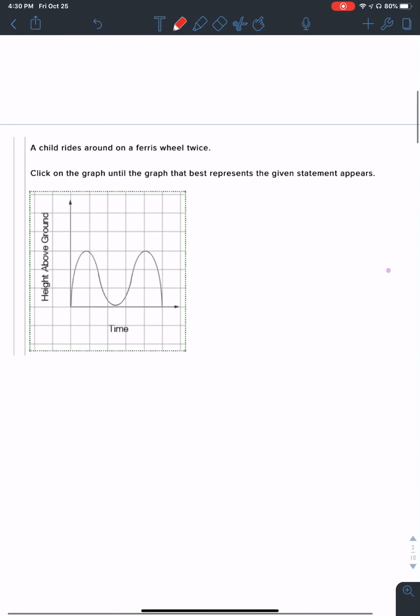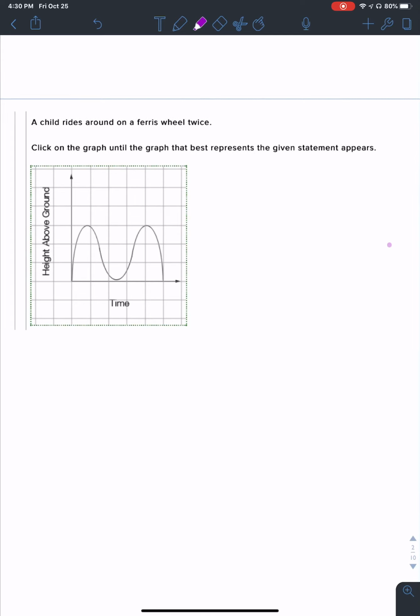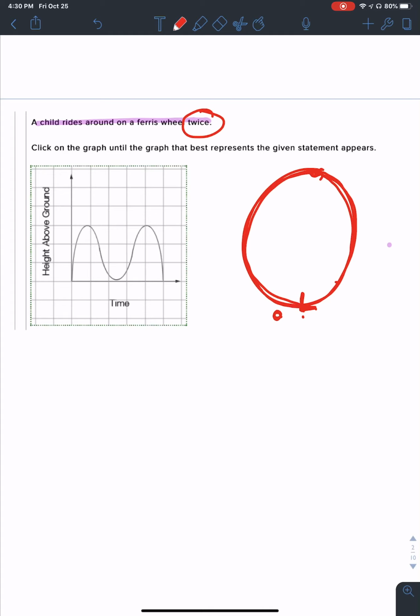Okay, so take a look at this one. This one says that a child rides around on a Ferris wheel twice. So think about some picture of a Ferris wheel. You can imagine there's your little chair where you get on at the bottom. So this height would be 0 right here because you're getting on. And as I go up, it goes up till it gets to the highest up here, right? And then it's going to go back down. When it comes back down, it's going to get back to ground level. And then it goes up to the highest and then comes back down. Now it tells you it's done this twice.